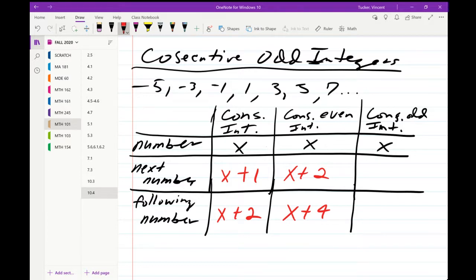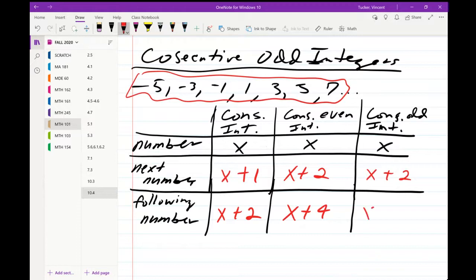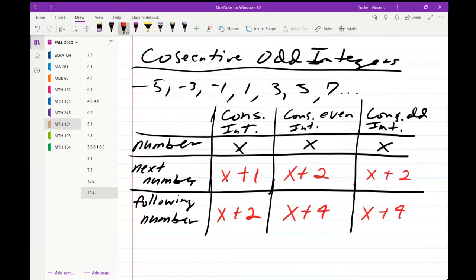For the last column, if you're talking about consecutive odd integers, a lot of people make this mistake. If you look at what we got going on up here, if I go from 1 to 3, that would be 2. If I go from 3 to 5, that would be 2. So I'm actually adding 2 in the same way that I did with your even integers. So it's not about the fact that it's even or odd that makes me add 2 versus 1.